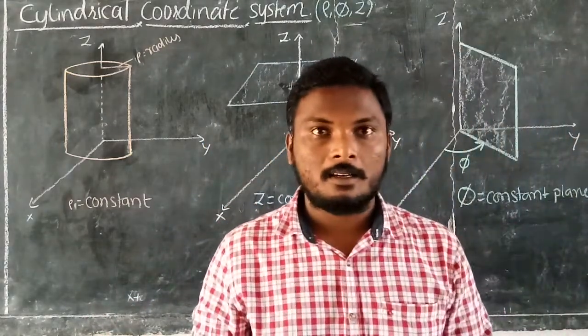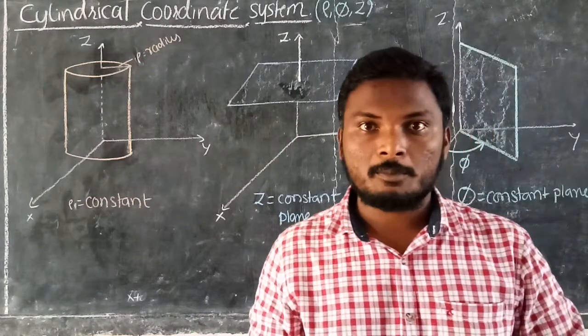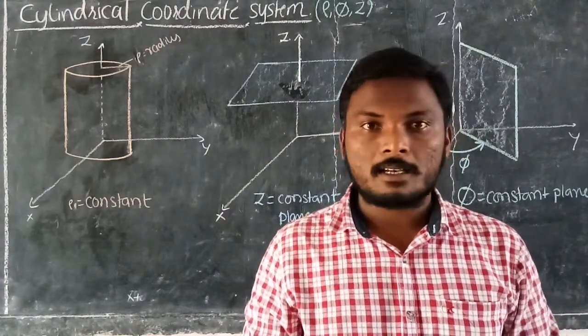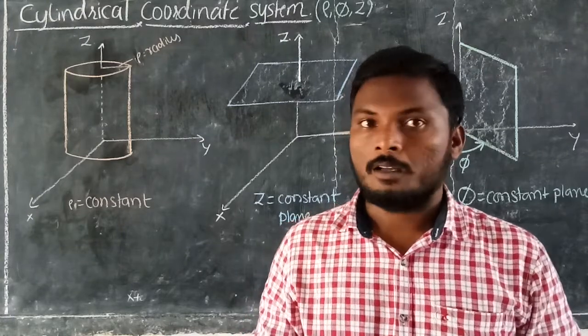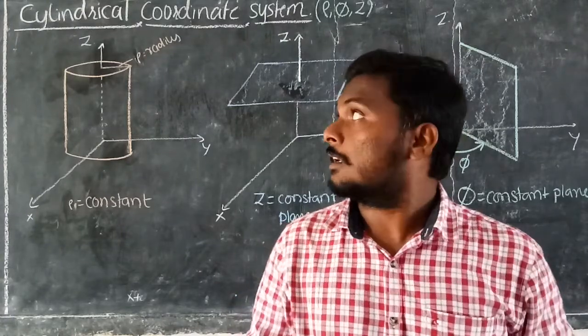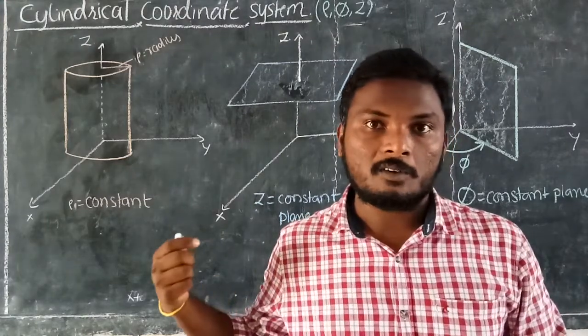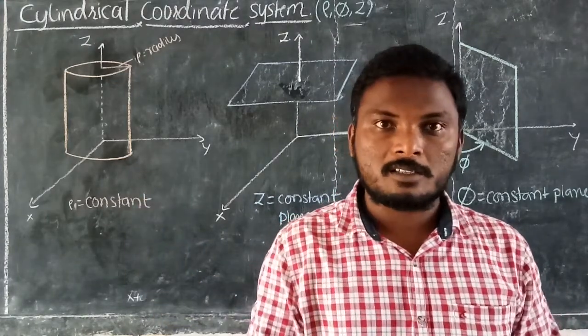See, in this last class, I discussed the Cartesian coordinate system or rectangular coordinate system. Now, in this class, I would like to explain another coordinate system, which is the cylindrical or circular cylindrical coordinate system. This circular cylindrical coordinate system is also called the polar coordinate system.